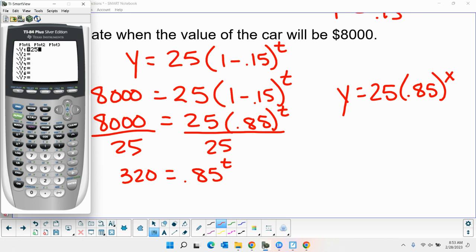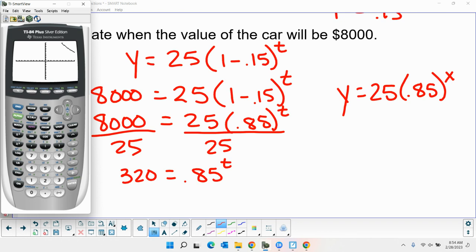So that's what we're going to put in our calculator. 25, parentheses, 0.85, parentheses, caret, x. And we want to find out when it equals what? 8,000. So I'm going to put a y equals 8,000 also. Now, when I graph this, I will not be able to see the 8,000 one, so I have to change my window. I'm just going to hit graph right now, and we'll see the exponential one. Maybe, maybe not. There it is. It's going down. We just see a little bit of it.